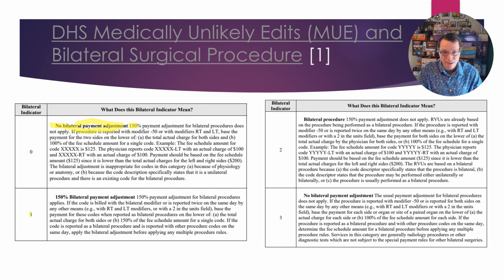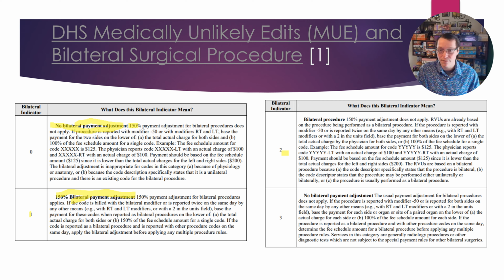Bilateral procedure indicator 1 means it will get the 150% adjustment. So use modifier 50 on it and you will get paid an additional 50% of the value of that code. Bilateral indicator 2 means bilateral procedure, 150% payment does not apply. RVUs are already based on the value of it as a bilateral procedure.